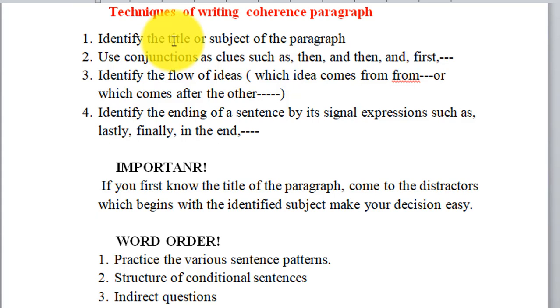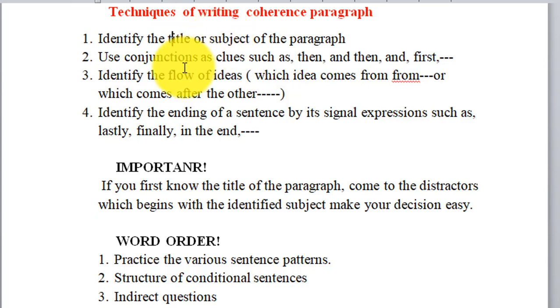That's the first thing, please, here. Unless you identify or underline the subject that the paragraph talks about, you will be in trouble identifying the paragraph coherently, to write the paragraph coherently. So the first thing here is, what is the title of the paragraph?